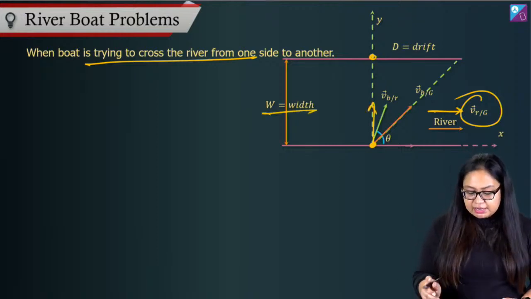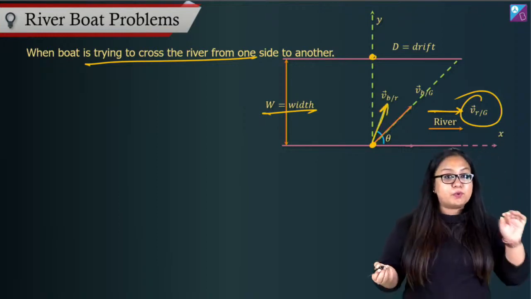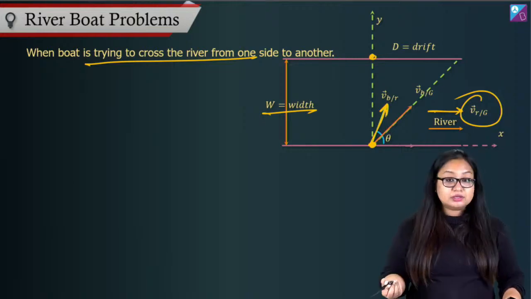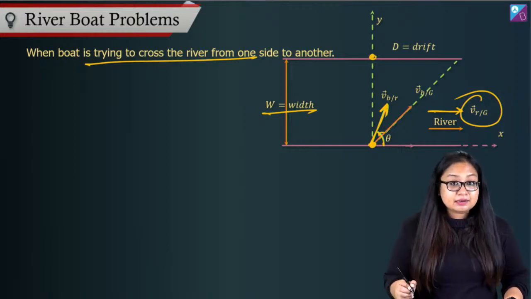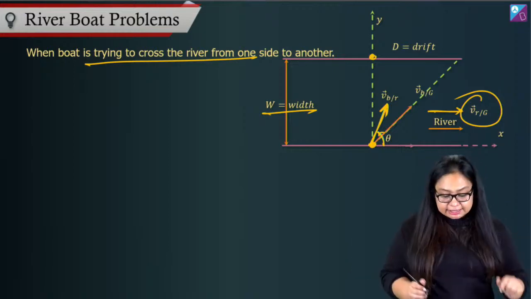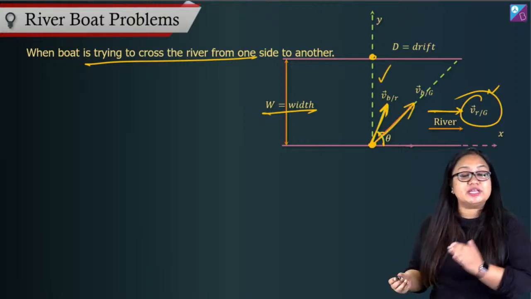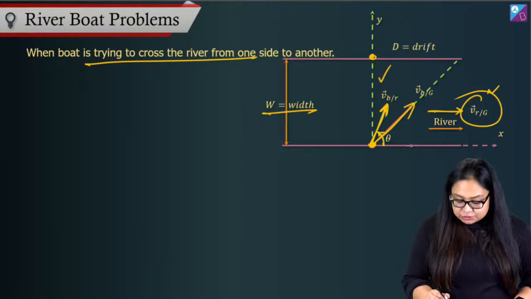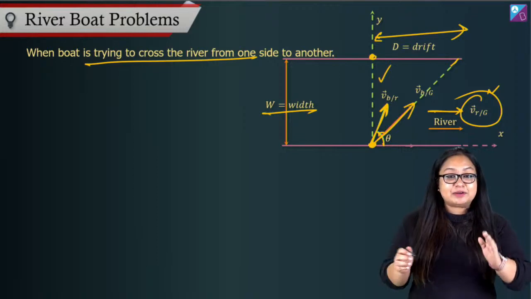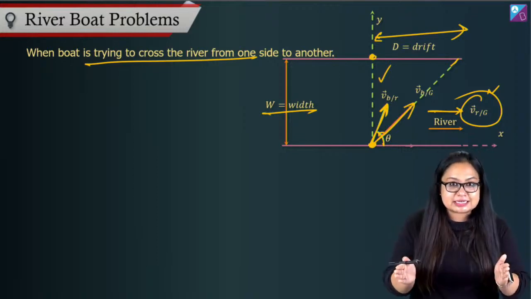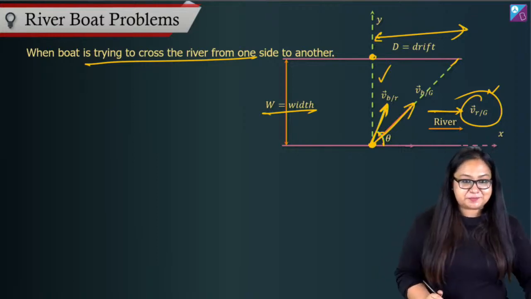W is width of the river. And here what happens is, if you try to go from one end to the other end, let's say the boat aims towards this direction, making an angle theta. Then, due to the river current, the resultant of VBR and VR will give you the resultant direction in which they end up going. And this will give you a drift. This is the drift, that means the extra distance that they covered along the bank while crossing.